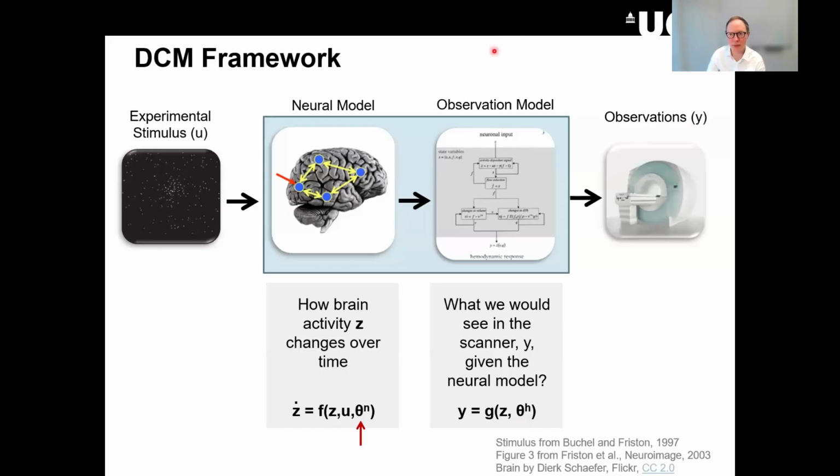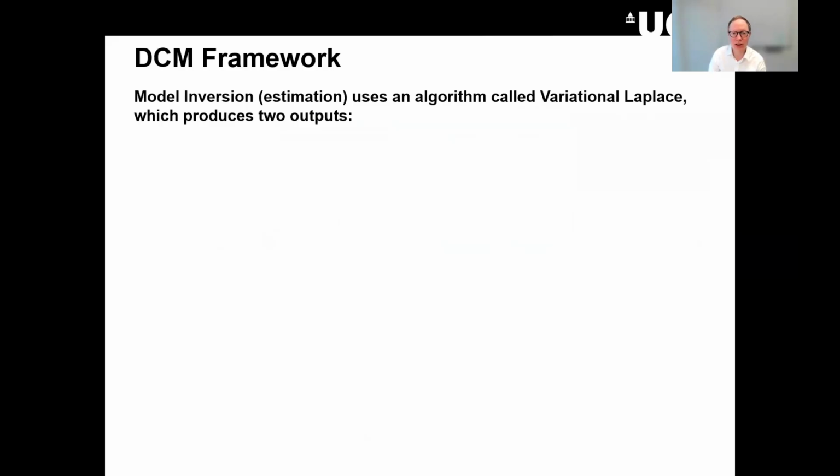So for example, the rate of blood flow through the vessels in the brain. That would be an example of a hemodynamic parameter, which is also going to get estimated from the data. So that's the complete model then, from start to finish. Why is that useful? Well, it's useful if we can use it to ask questions. To ask questions, we first need to perform what's called model inversion, also called model estimation.